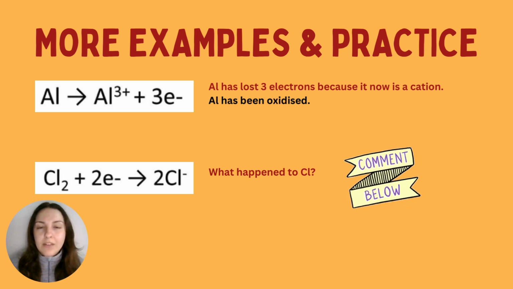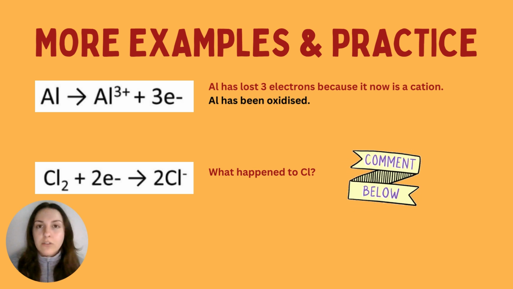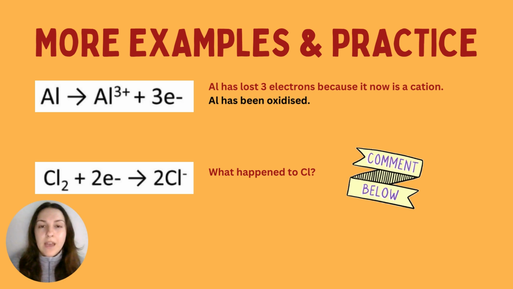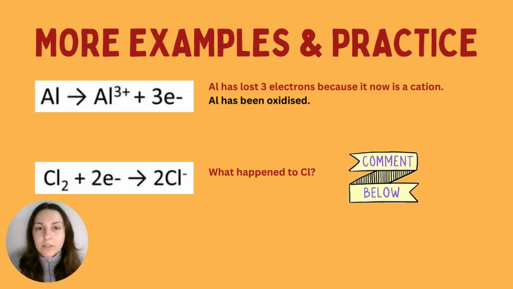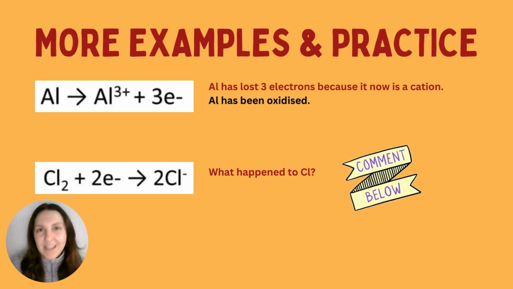You would actually say, because aluminium has formed an aluminium 3+ ion, it's lost 3 electrons. And because it's lost 3 electrons, it's become oxidized. That is why we have 3 electrons on the side of the aluminium 3+, so those charges cancel out. We've got 3+ and 3-, and they cancel out to 0, which is why they're on that side.